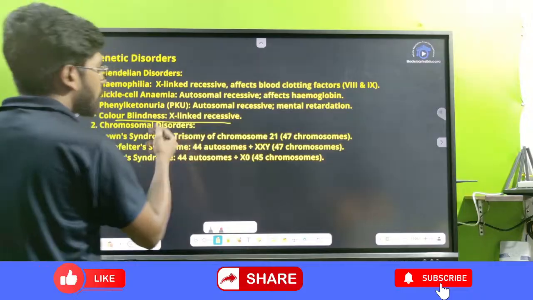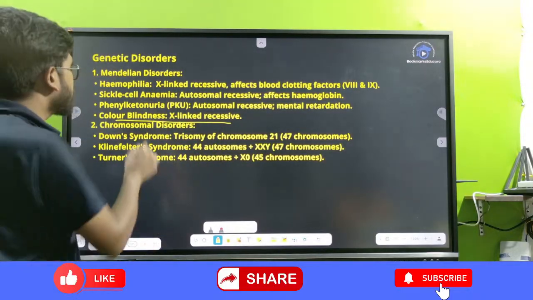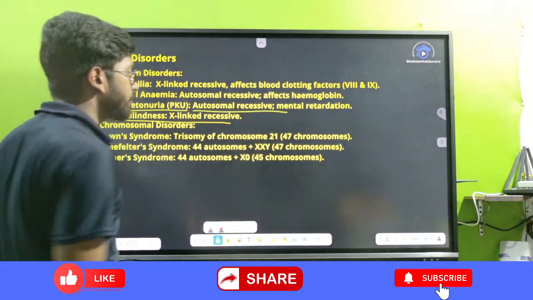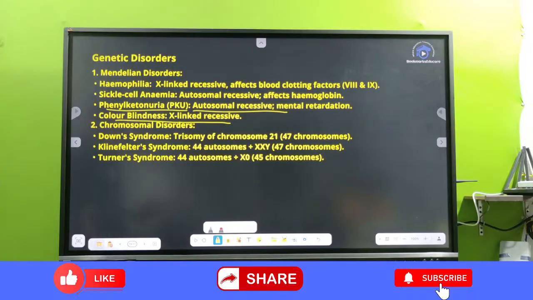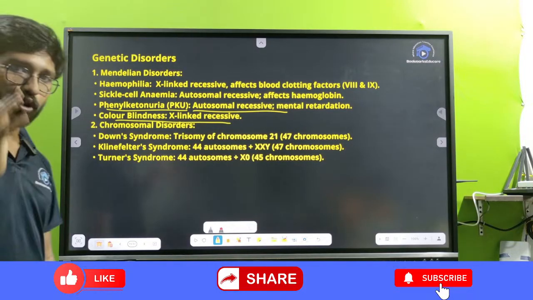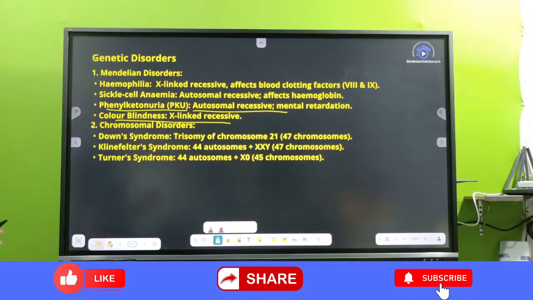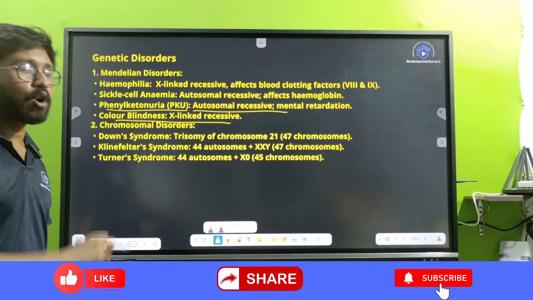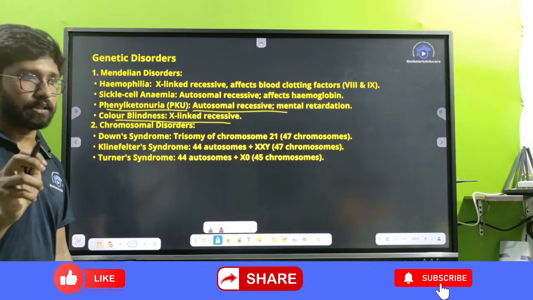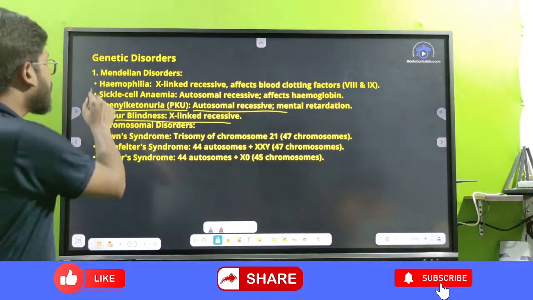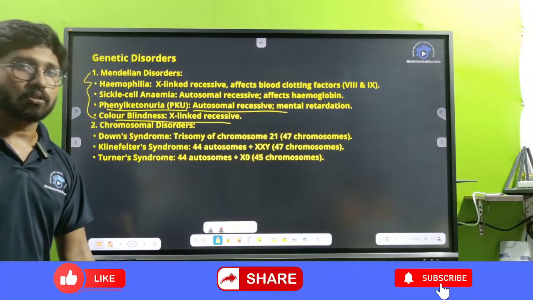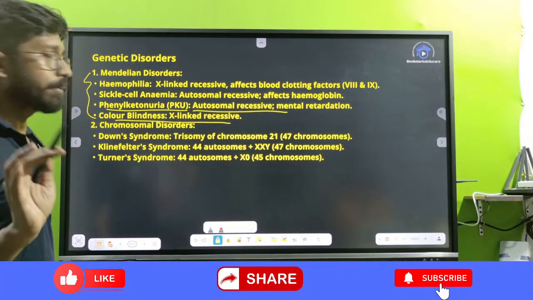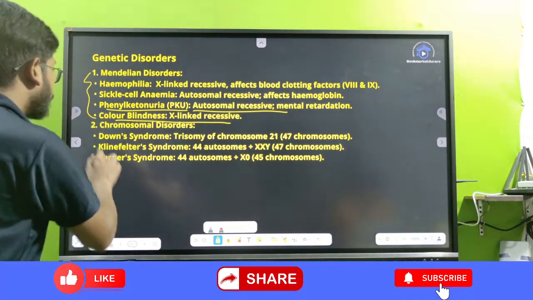Color blindness is also an X-linked recessive characteristic. Phenylketonuria is recessive autosomal disease. All these diseases you memorize, go through multiple times for your exam. This will come as MCQ objective type question in your board, and this is also important for NEET because these are physiological questions, so you need to remember these questions for NEET also.